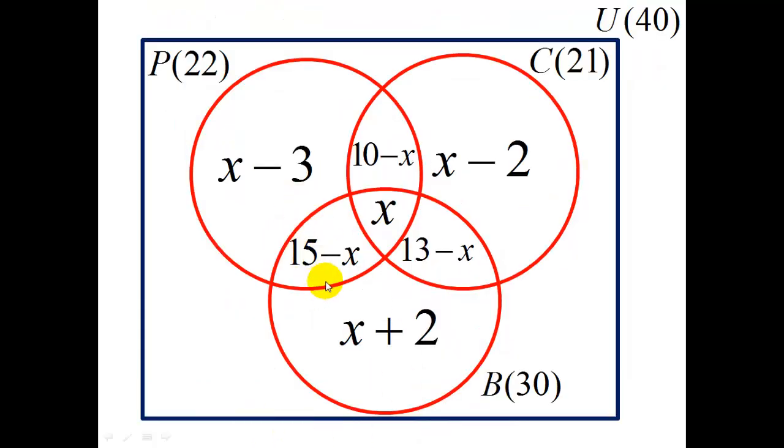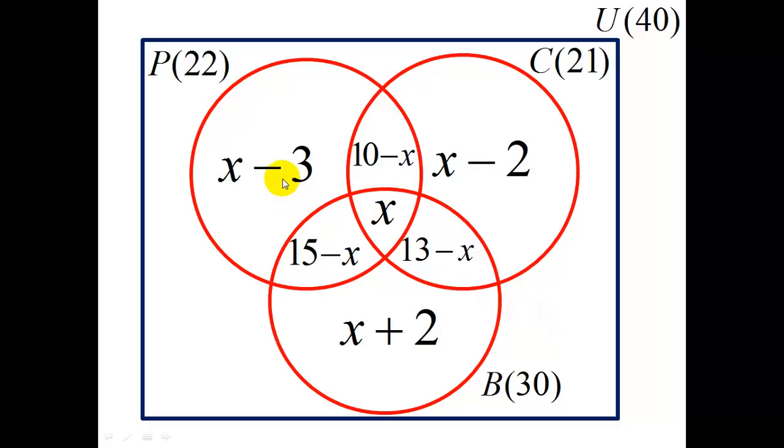So now we go to the Venn diagram again. Now after calculating for a, we have x minus 3. Calculating for b, we have x minus 2. And calculating for c, we have x plus 2. Now we have 1, 2, 3, 4, 5, 6, 7 regions, because the 8th region equals 0. This is because each student studies at least one of the 3 subjects. That is why the 8th region equals 0.